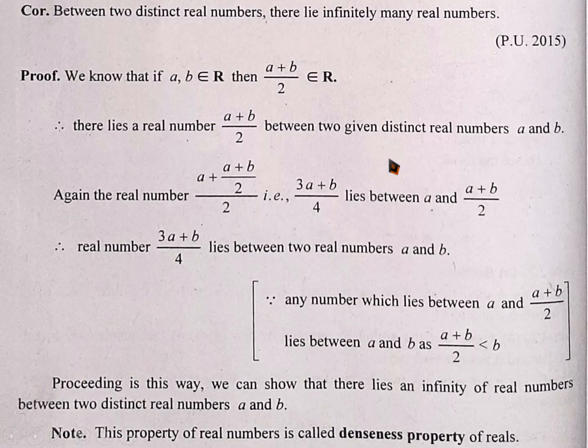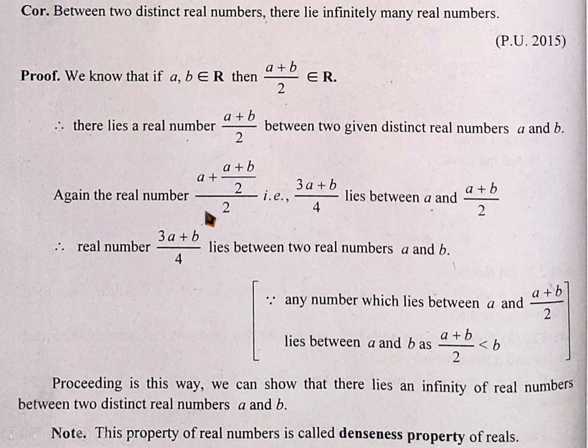Next we are proving that between two distinct real numbers there lie infinitely many real numbers. Here we are choosing a and b, two distinct real numbers. Their arithmetic average is (a + b)/2. This is also a real number. So (a + b)/2 lies between two given distinct real numbers a and b.